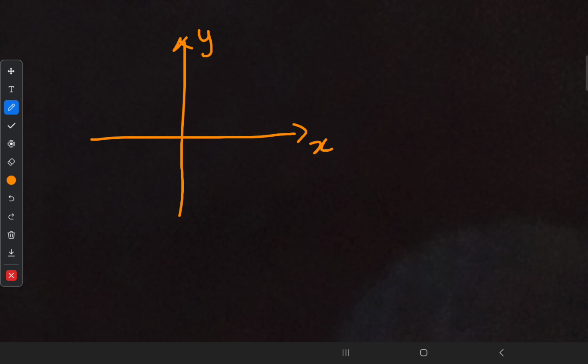Okay, x-axis and y-axis given. Then I ask you to draw the line x is 0. Draw a line through x equals 0. That means in the x-axis, where is our 0? This point. Through this, you have to draw a straight line. That means when x equals 0, that is our exact y-axis.